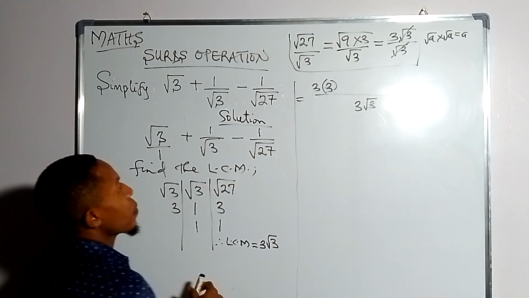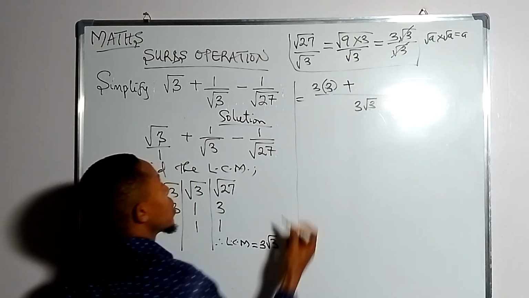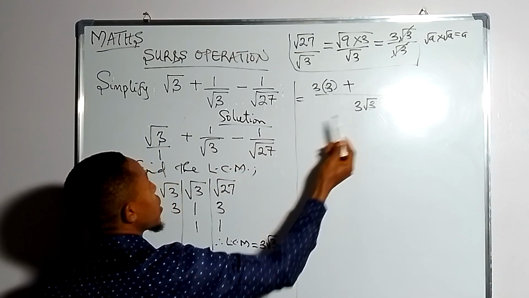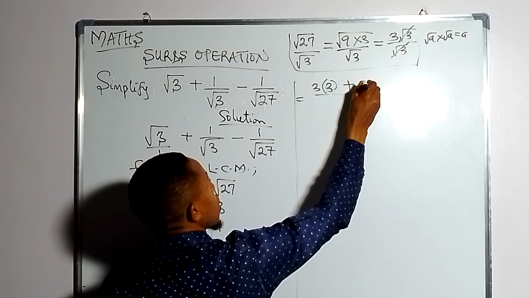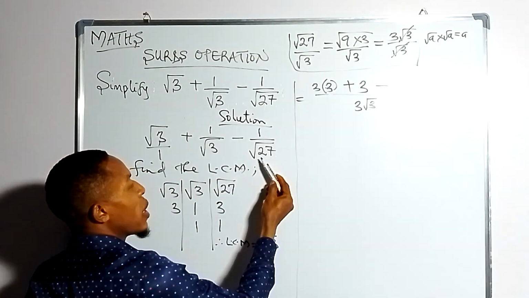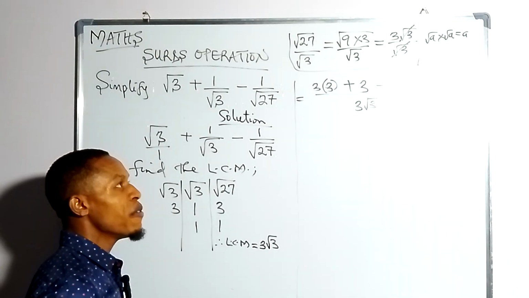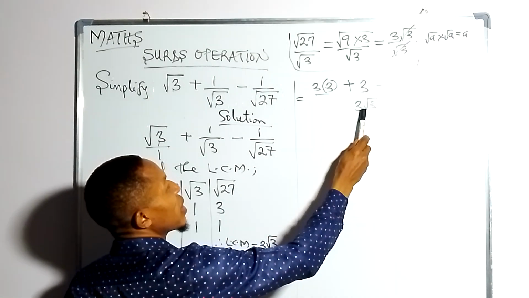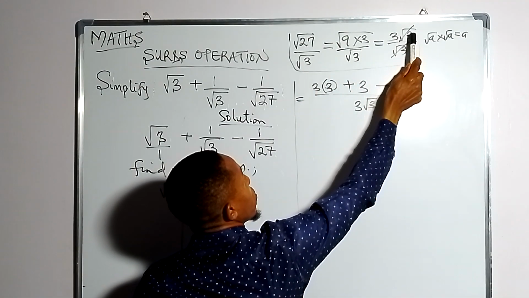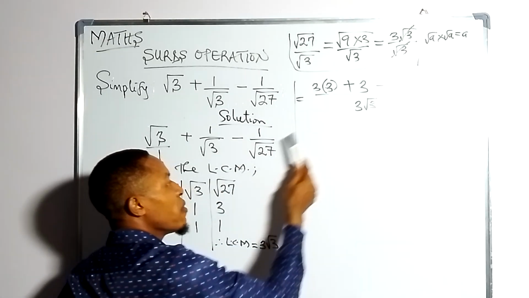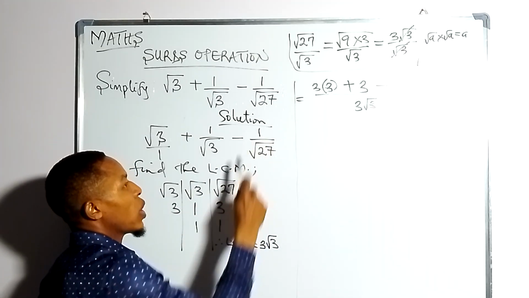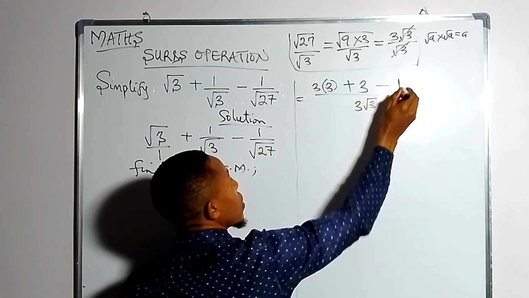So we go over here, plus 3 root 3 divided by root 3. The root 3 will cancel out, so we have 3. So 3 times 1 will give me 3. Minus 3 root 3 divided by root 27. If you observe very well, you see that 3 root 3 is the same thing as root 27. You can see it from here. Root 27, when we simplified it further, gave us 3 root 3. So when 3 root 3 is divided by root 27, we're going to get 1. And 1 multiplied by this 1 will give us 1.